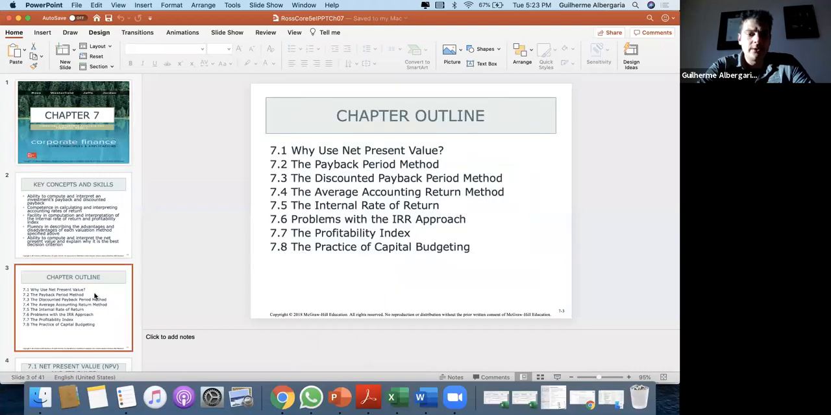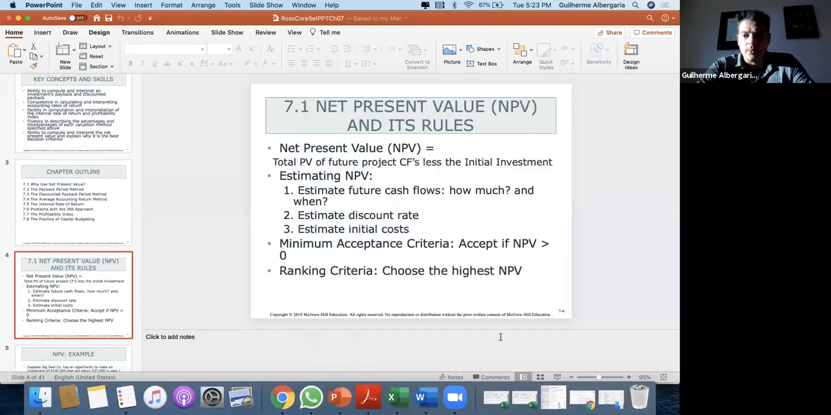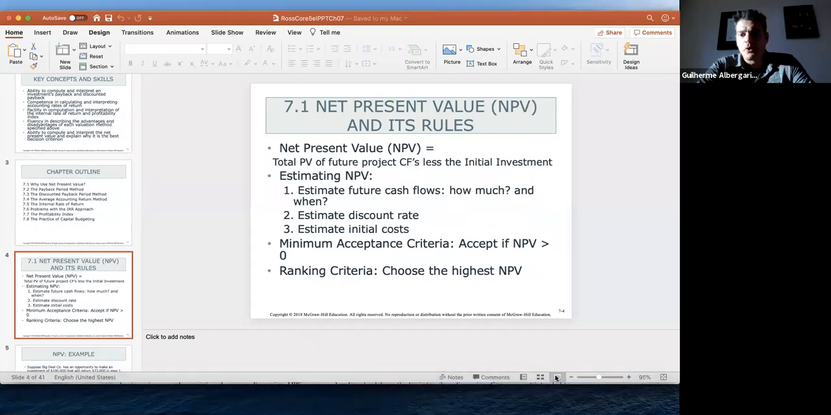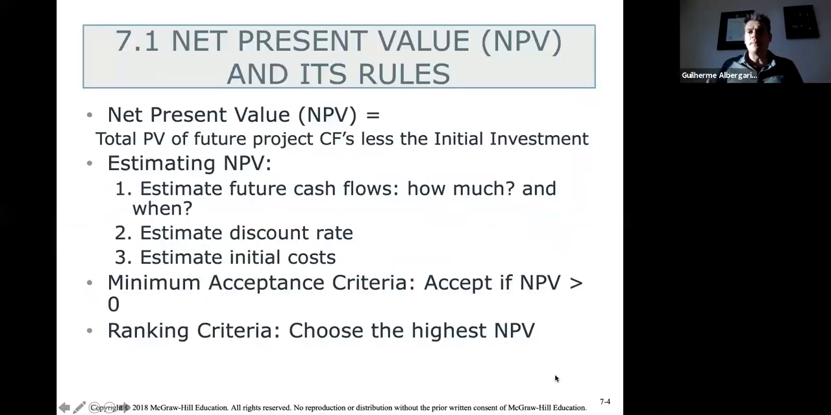So let's go ahead and talk about NPV. As we talk about NPV, we need to understand that NPV stands for net present value. That is the total present value, or PV, of a future project cash flow less the initial investment. So you should review this information in your book about how to calculate present value and future value.